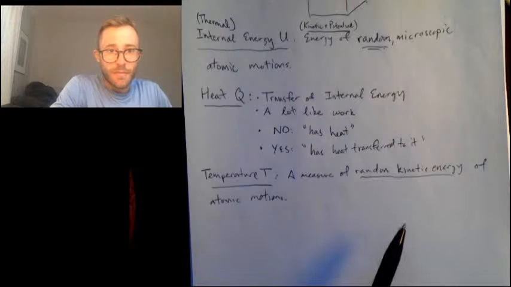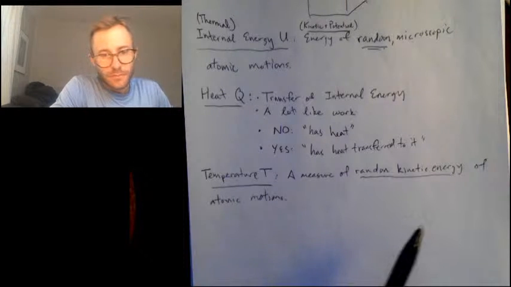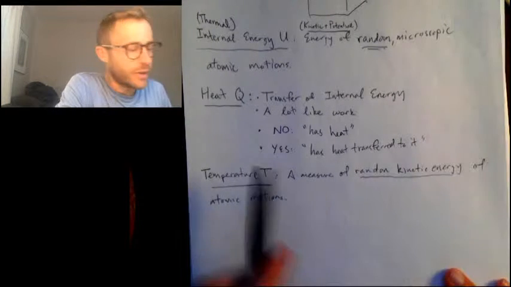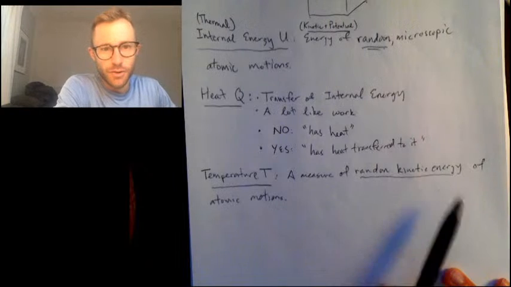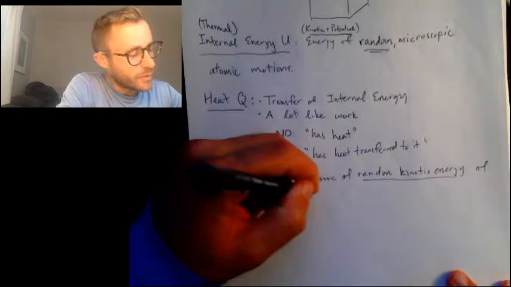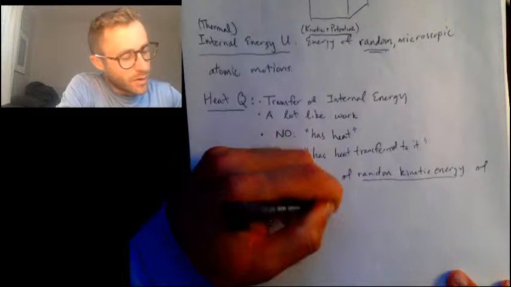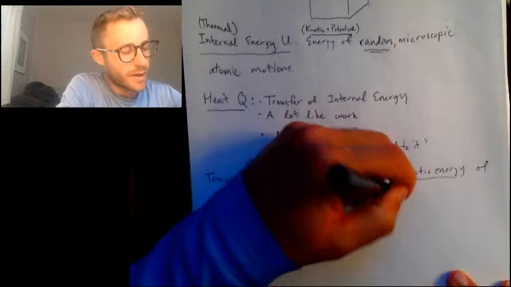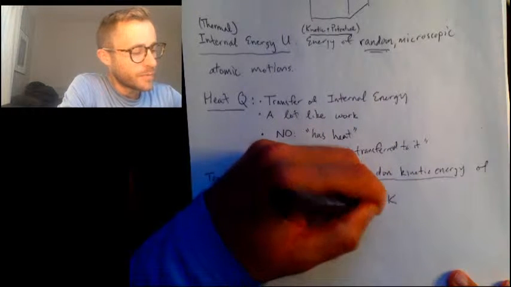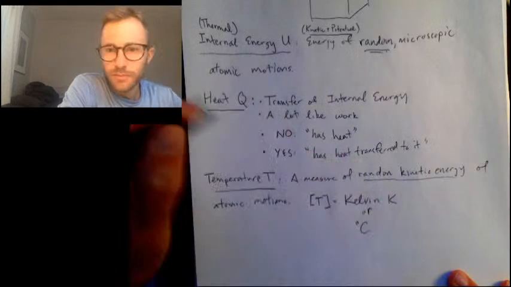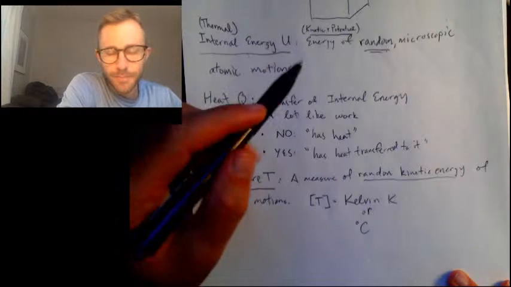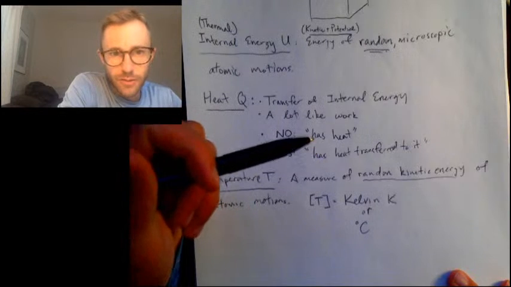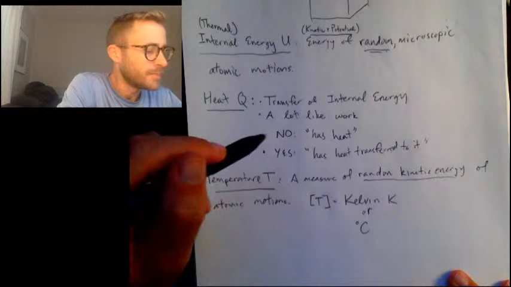So temperature is measuring the random kinetic energy only. The units of temperature are Kelvin, or degrees Celsius. Keep in mind that Kelvin is not a degree, so you don't say degrees Kelvin, you just say Kelvin.